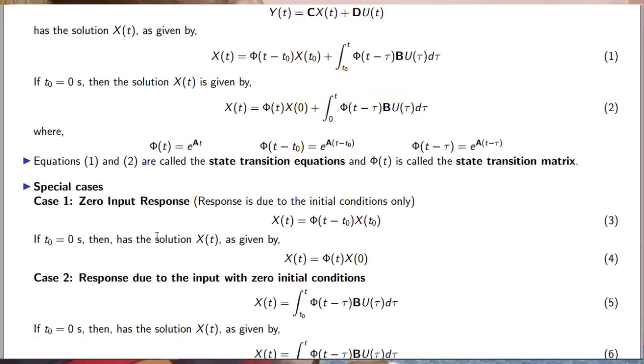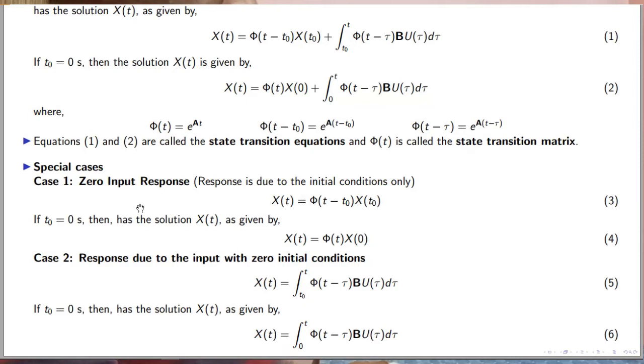We had two special cases also. What are the two special cases? The first case is zero input case and the second case is zero state case, or zero input response and zero state response. Zero input response is response of the system due to the initial conditions only. No input. So in that case, the solution is x of t is equal to phi of t minus t naught into x of t naught, or x of t is equal to phi of t into x of 0.